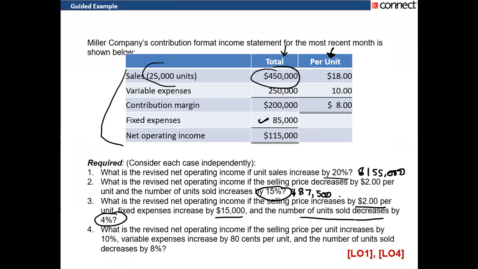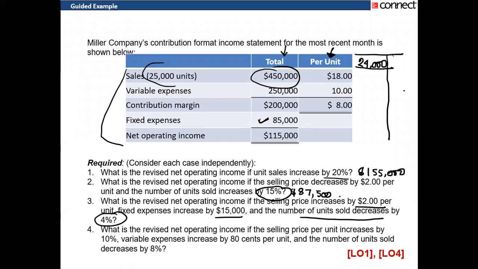So now we are experiencing the decrease of sales unit by 4%. So if we have 4% less units of sales, what will be the sales unit now from the base number 25,000? Out of the 25,000 units, if we have reduction of 4%, we will have sales of 24,000 units. Okay, so we are now dealing with this case.